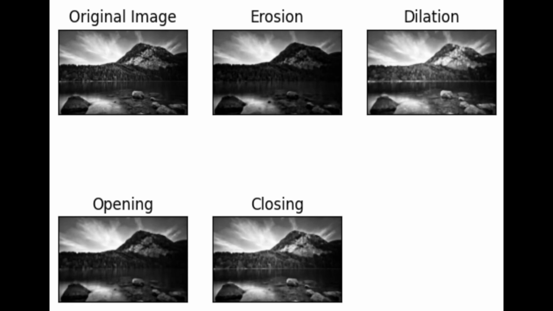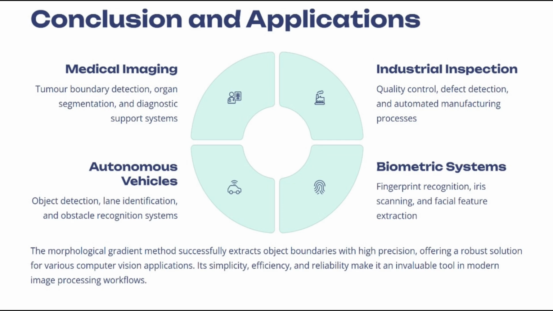In the end, I would like to conclude that the morphological gradient method is an effective and efficient way to detect object boundaries in digital images. It relies on basic morphological operations like dilation and erosion and produces clean boundary results. This technique is widely used in industrial inspection, medical imaging, and object tracking.